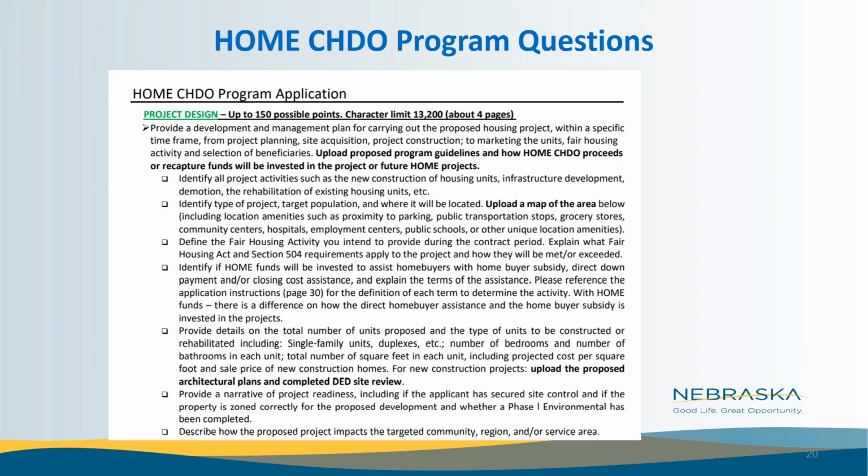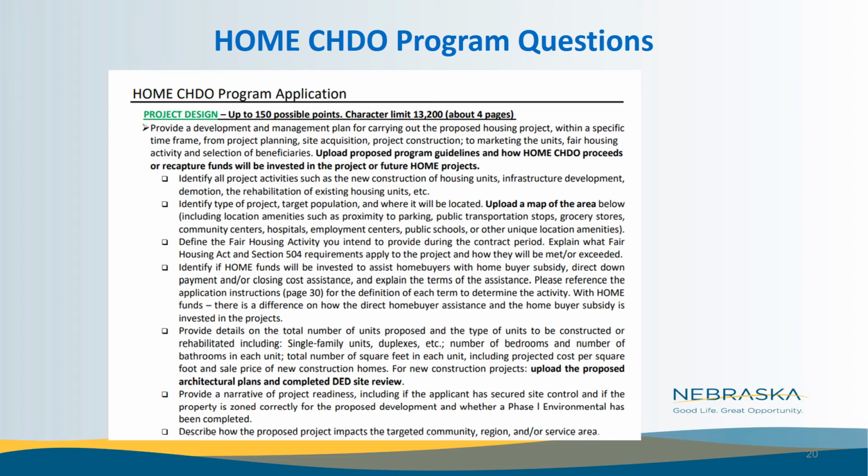Now we're going to get into the home buyer application. So this is your project design. This year we've consolidated all the information we want to know about your project design into one big text box. So for this, you have up to 150 possible points, about 4 pages that you can type into the text box. We do want you to be sure you answer or include in your narrative all the items that we've listed here. I bolded what needs to be uploaded, so you don't forget to do that.